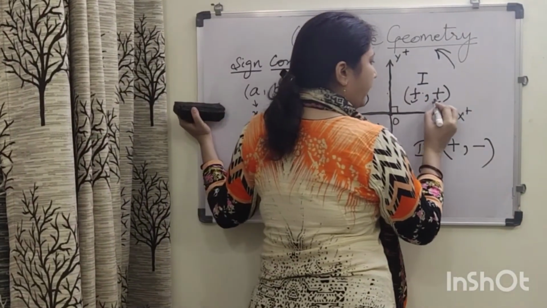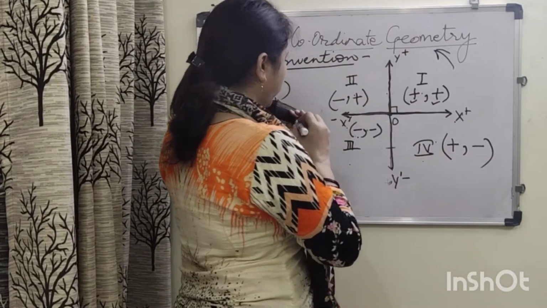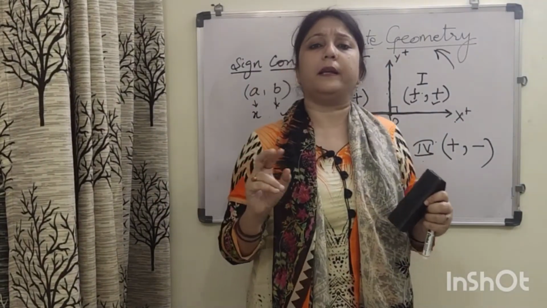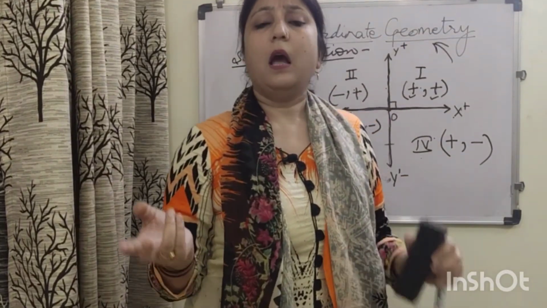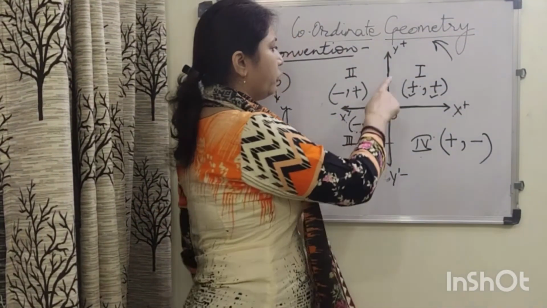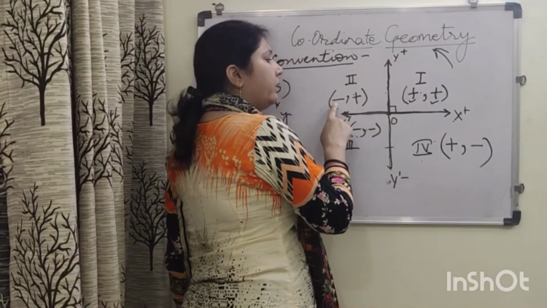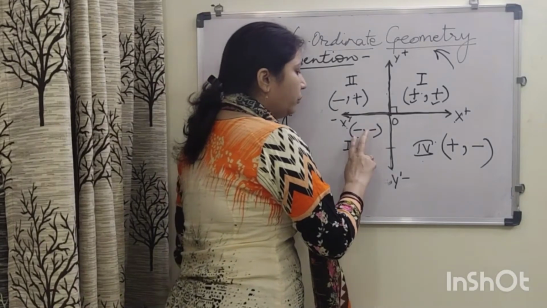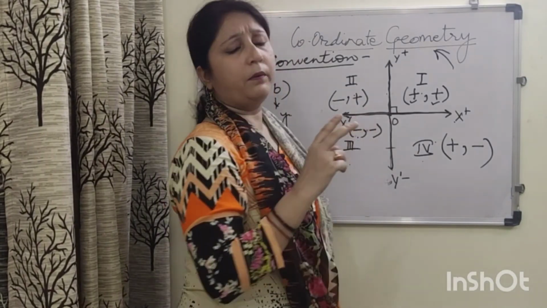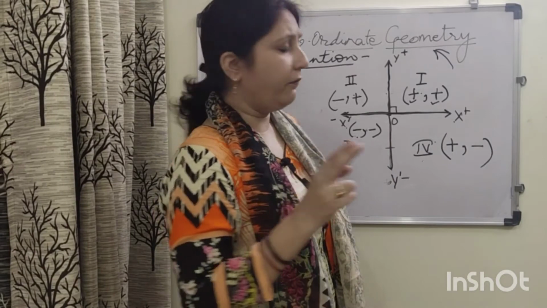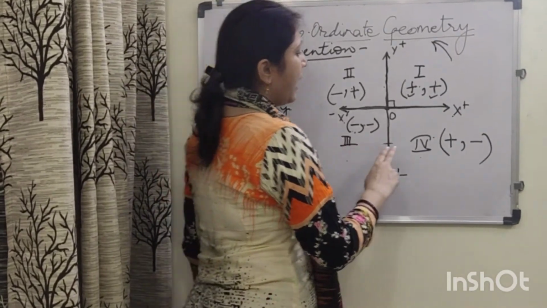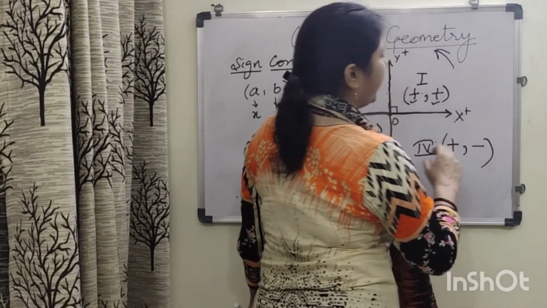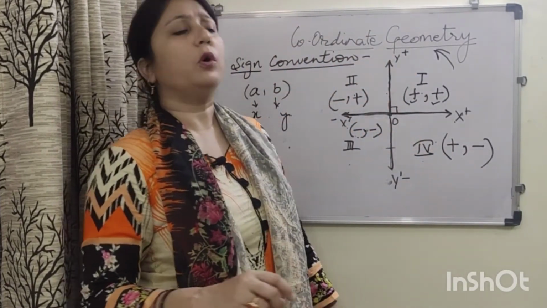In the first quadrant, both x and y have got positive values, means the point whose both the coordinates x as well as y are positive will lie in first quadrant, whose x is negative, y is positive will lie in second quadrant, whose both the values x and y both are negative will lie in third quadrant, and the one whose x is positive and y negative will lie in fourth quadrant.